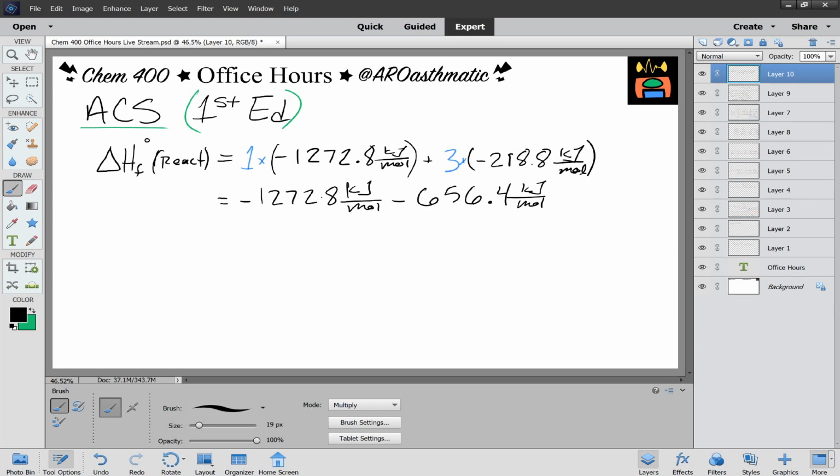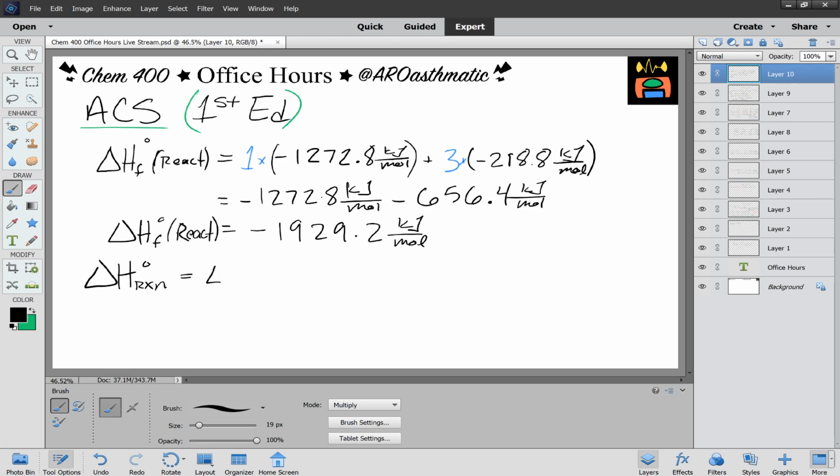And when we take the sum of these two numbers, we get negative 1929.2 kilojoules per mole for the sum of the heat of formation of our reactants. All right, now the delta H of our reaction is products minus reactants, right?